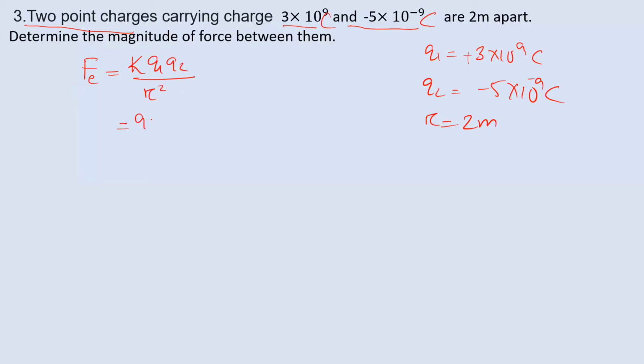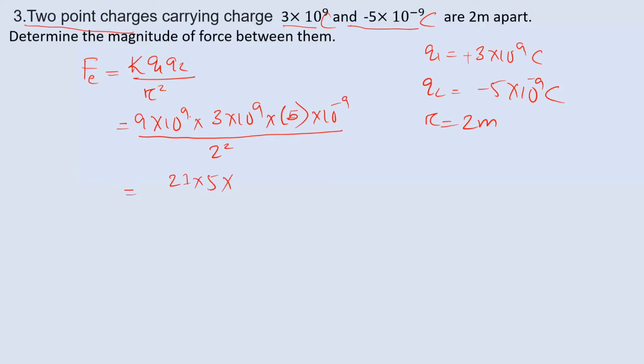And the value of K is 9 into 10 to the power 9. Q1 is 3 into 10 to the power minus 9. Q2's value is minus 5, and you can directly write only the magnitude, no sign, into 10 to the power minus 9. And it's divided by R square, which is 2 square. From here you can directly write 9 times 3 is 27, times 5. Here, the powers of 9 and minus 9 cancel out, leaving just 10 to the power 9, divided by 4.